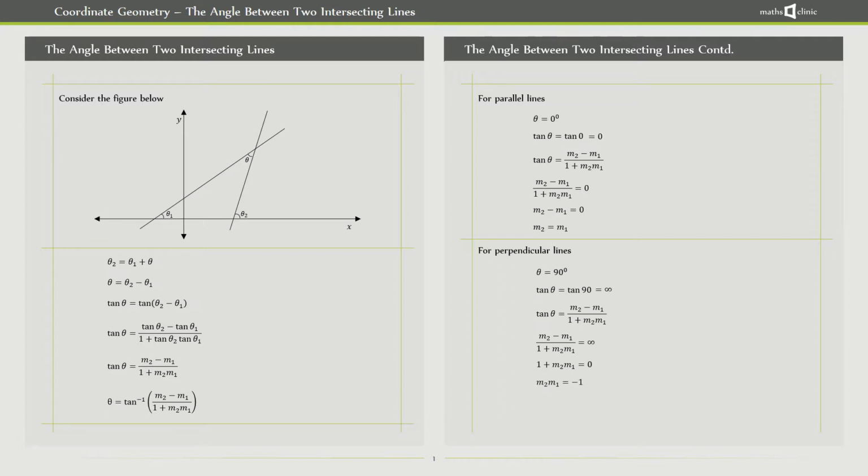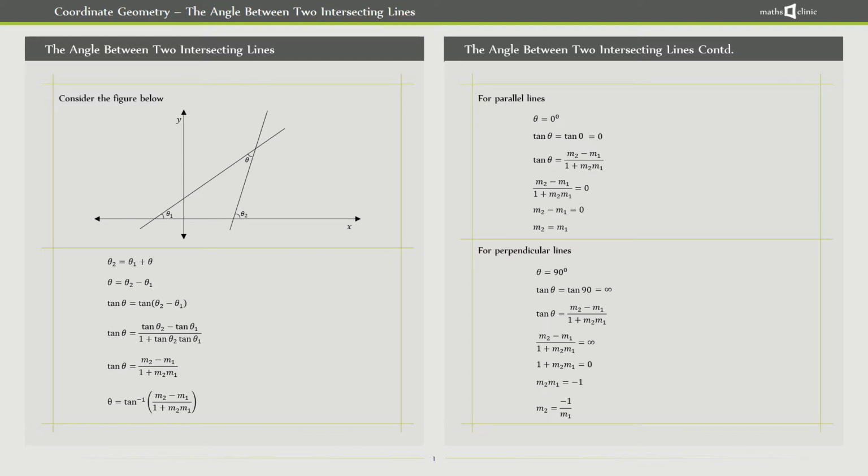Basically we have that m2 m1, the product of the two gradients, equals minus 1, so m2 equals minus 1 divided by m1, and this is the condition for perpendicularity. What this simply means is that if you have a line with gradient m1 and you're trying to find the gradient of the line perpendicular to it, you simply divide minus 1 by the gradient m1, and it will give you the new gradient of the perpendicular line, m2. Okay, let's move on.